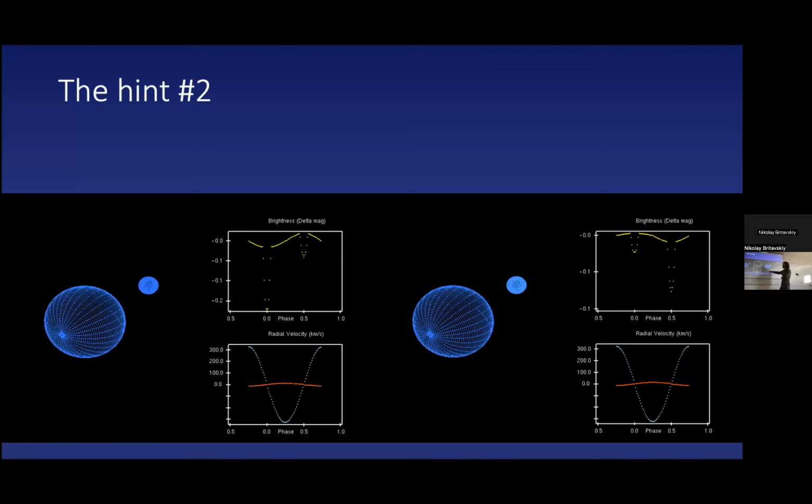The velocity will always be the same because, of course, the primary. I would say on the right-hand side you have more brightness because you see the heated side of the companion, and then you have a little dip. But that is not so important. The most important thing, as you spotted, is how we start the phase. The answer is here.